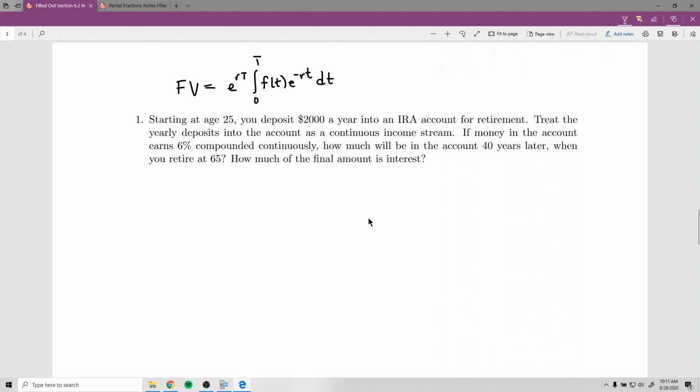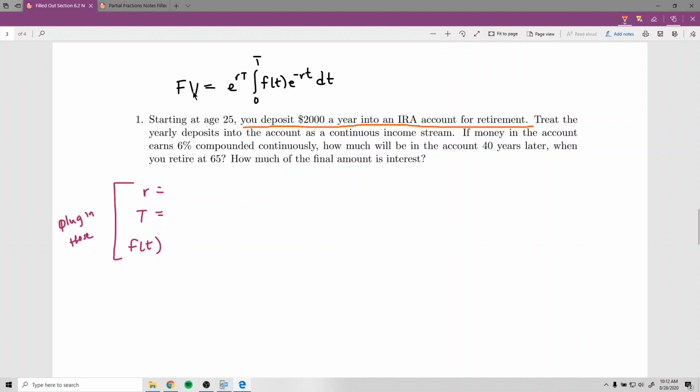All right, well, let's go ahead and read our question, see if we can identify everything we need to plug in. We're going to plug in for an r, we're going to plug in a capital T, and we're going to plug in an f of t to these equations. Like I said, the lowercase t is what we're going to be using as our variable, so you won't plug in for that. All right, so this says, starting at age 25, you deposit $2,000 a year into an IRA account for retirement.